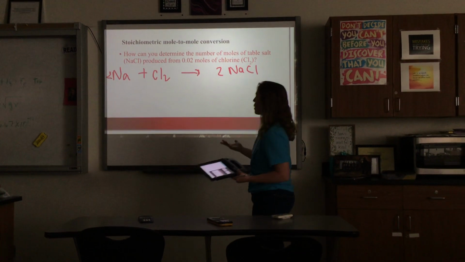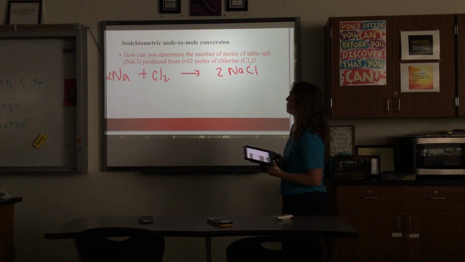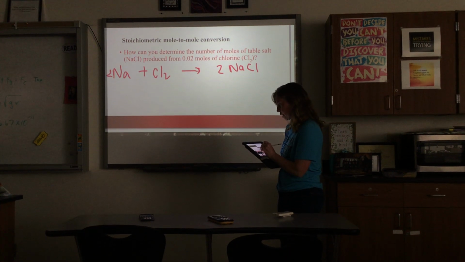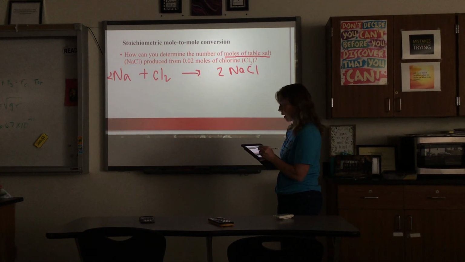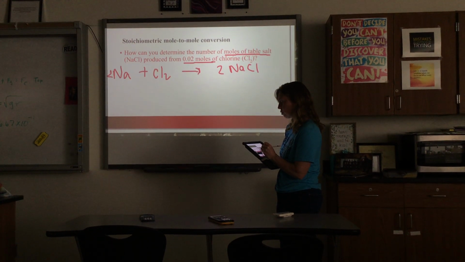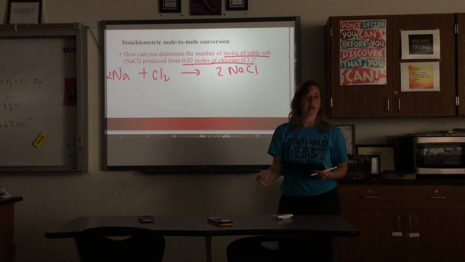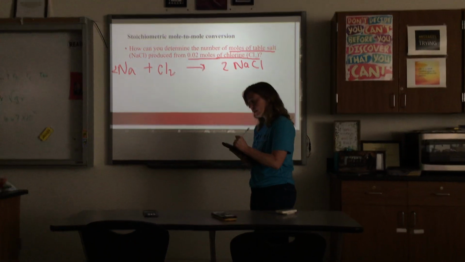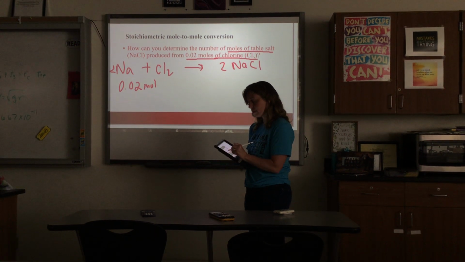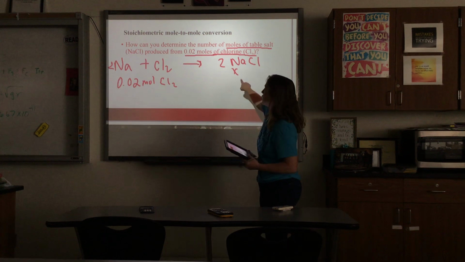Now, when I do these problems, I like to go through and underline what I'm looking for and what I have. Okay? So how can you determine the number of moles of table salt produced from 0.02 moles of chlorine? So I'm looking for moles of table salt. Chlorine is what I'm given in the problem. That's already what I know. So when you start this problem out, you're going to start it out with 0.02 moles of Cl2, because that's what I have. I'm looking for sodium chloride.